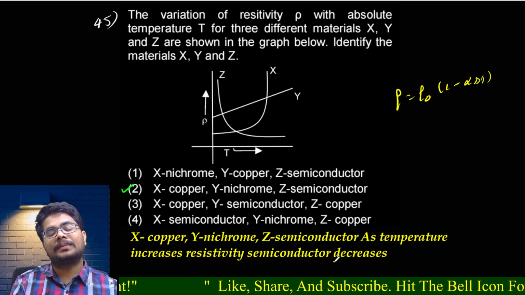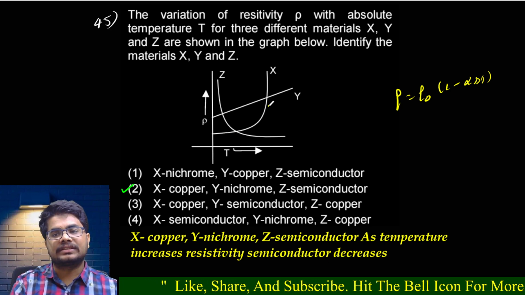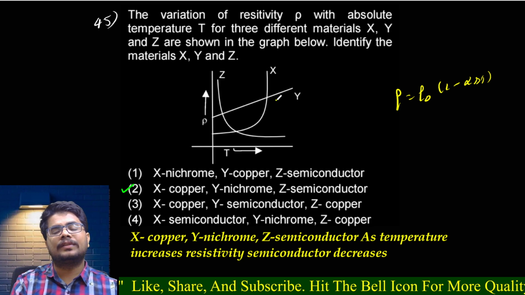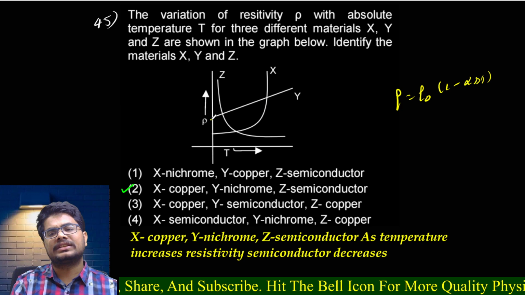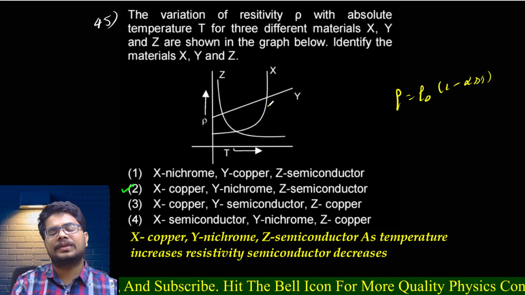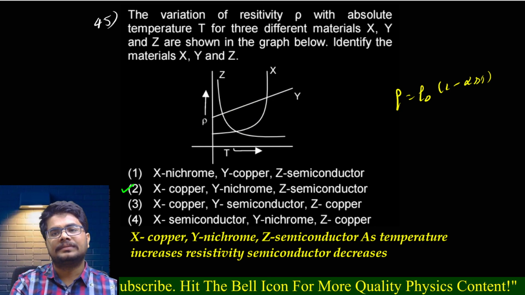But for a conductor, what will happen? It increases. That's why it increases. Then nichrome is an alloy. For an alloy, it won't show significant change, na? That's why this graph is like this for the alloy. Okay, check the NCERT graph carefully.